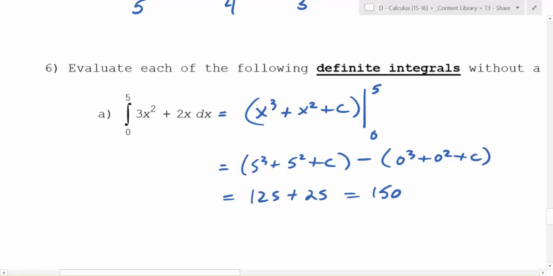So Caleb, you were asking, do you need to write the c right here? Technically, no, you don't. You don't have to. Because the c is always going to cancel when you're calculating a definite integral. That's fine. If you did this, am I kind of happy? Yes, I am.